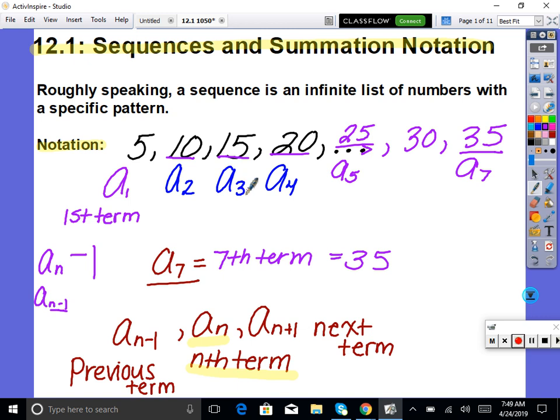If this is a sub 3, this would be 3 plus 1, which would be the next term after a sub 3. So anytime we're going to see a sub n minus 1 a lot, that just means take the previous term.